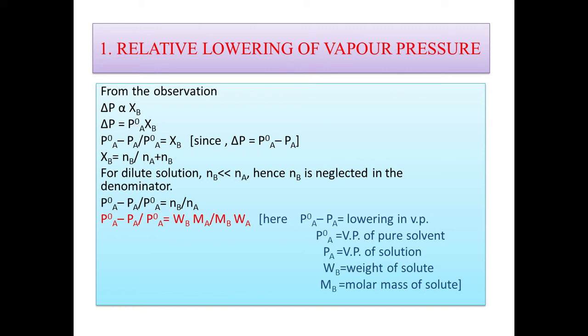Okay. So what about the lowering? The lowering in vapor pressure is equal to the vapor pressure of the pure solvent minus the vapor pressure of the solution.